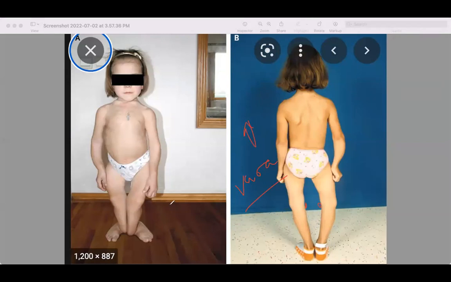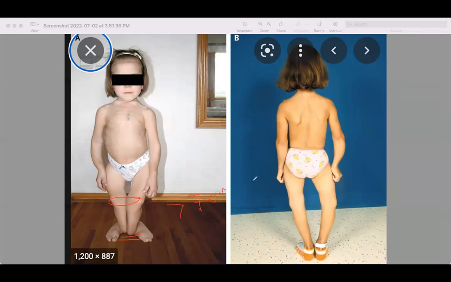But if there is knock knee, what is knock knee? Genu valgus deformity, knock knee. If there is knock knee, like this patient has knock knee. This first child has knock knee. In that patient, you will get intermalleolar distance more than 7 centimeters. See here, intermalleolar distance more than 7.